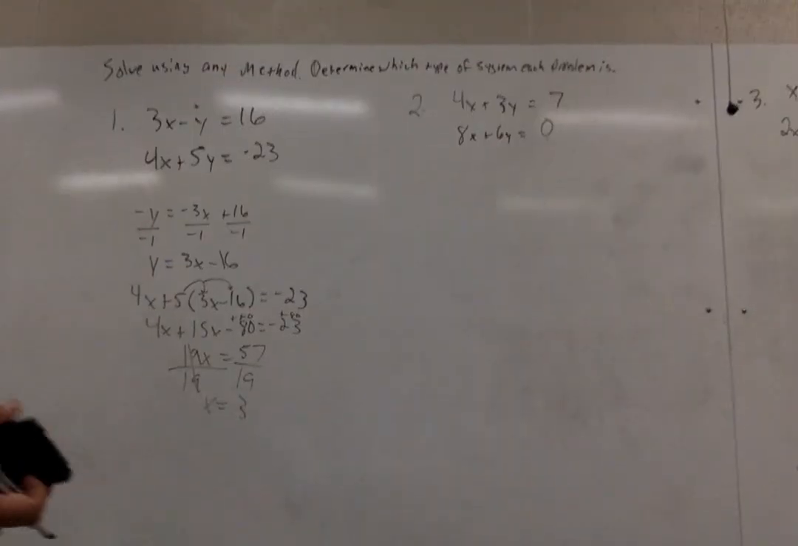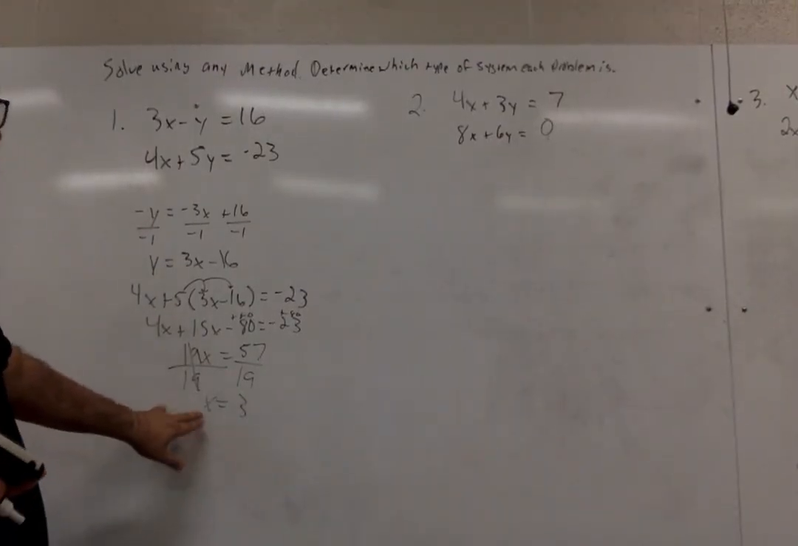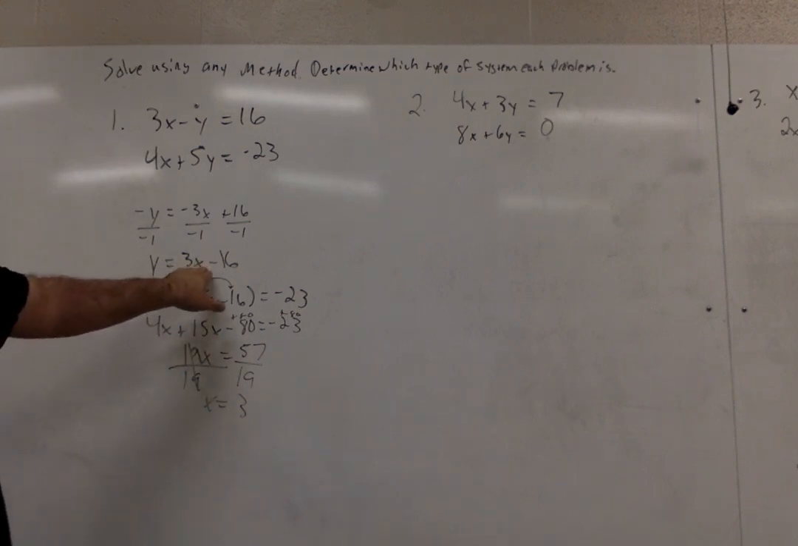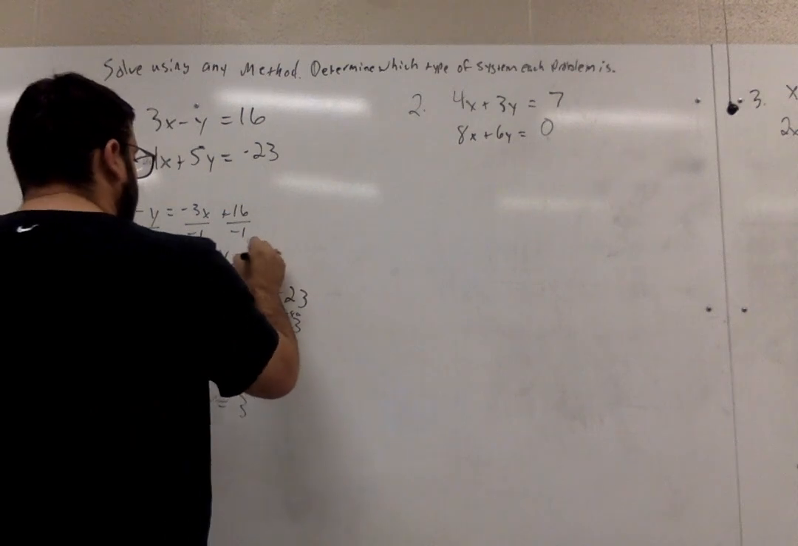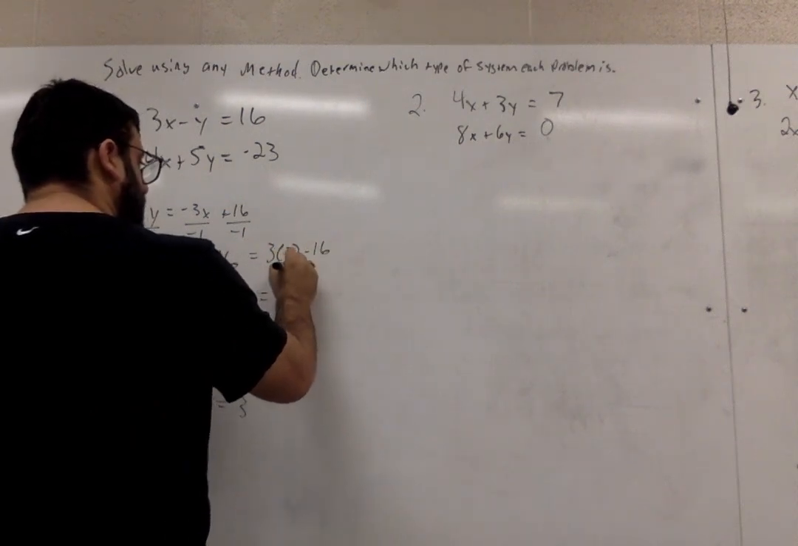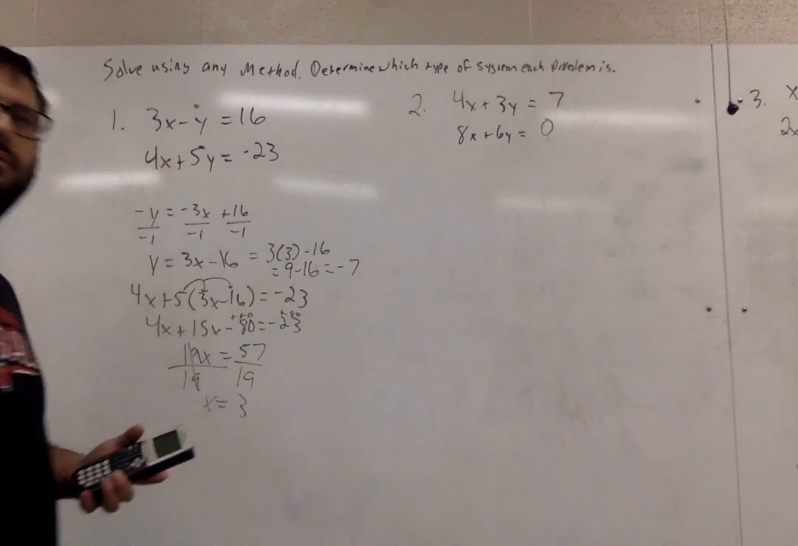Okay. Now I know what x is, so I'm going to use that, substitute it in here, so I can figure out what y is. So that's 3 times 3 minus 16. That's 9 minus 16, which is negative 7.